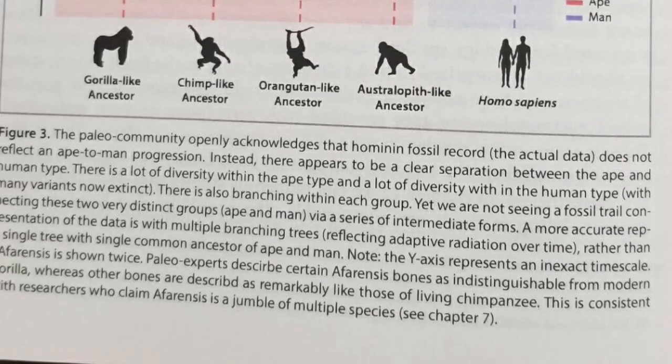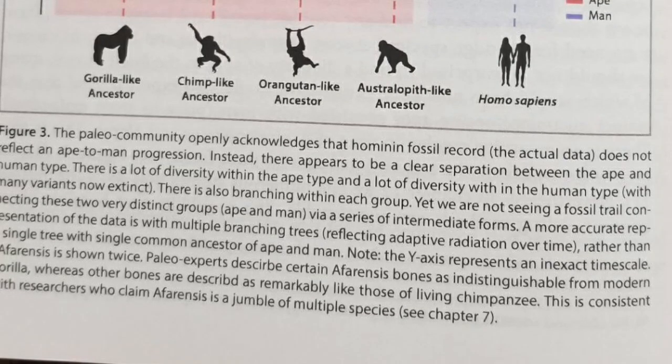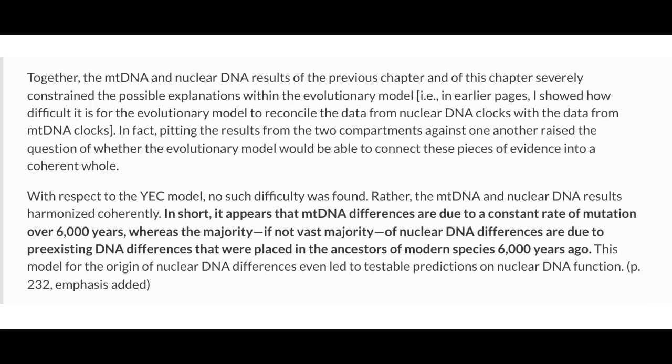Now, if you skip to chapters 8 through 10 of Replacing Darwin, it is amazingly clear that this model explains the majority of nuclear DNA differences not by mutation, but by creation in the beginning, which leads to testable and falsifiable predictions. Dr. Mays can only attack a straw man of the biblical base model.